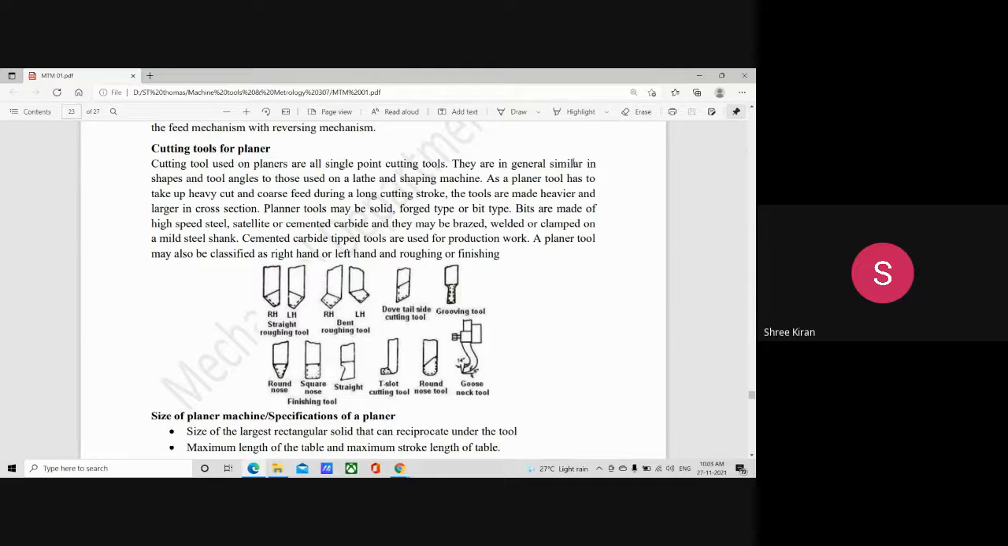Everyone, please draw it in your notebook. Name it as planer tools and various types of cutting tools for planer tools, and just note down the figures. All are small figures. Hope you have started. Can anyone say yes or no? Yes, sir. Okay.